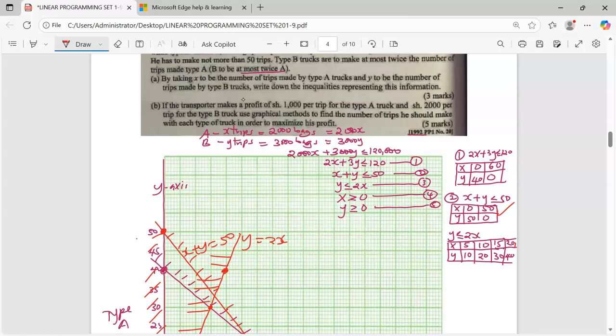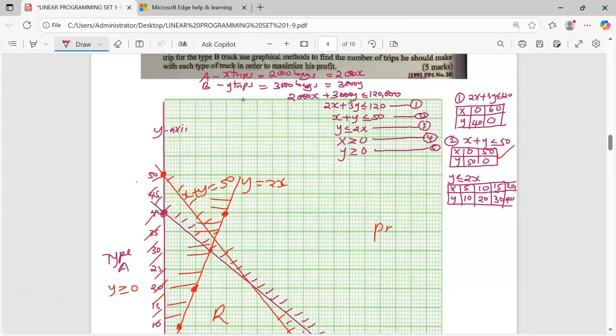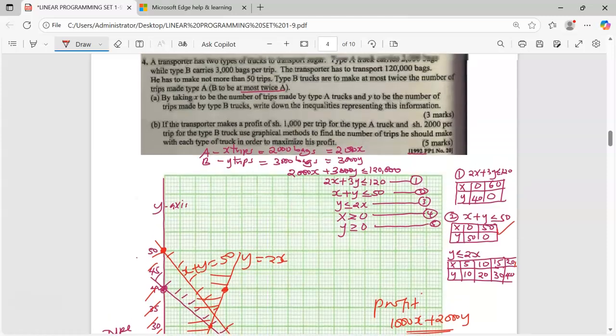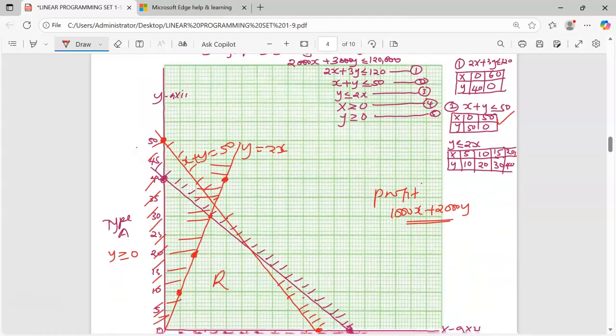work on part B. If the transporter makes a profit of 1,000 per trip for type A and 2,000 per trip for type B, find the number of trips that it should make with each type of truck in order to maximize profit. Remember, profit is going to be our objective function, and the objective function is going to be 1000x plus 2000y, but we are not going to look for the maximum profit, but the number of trucks.